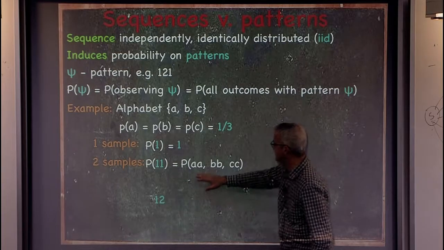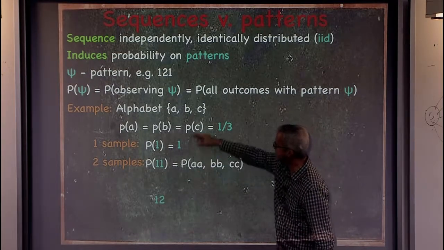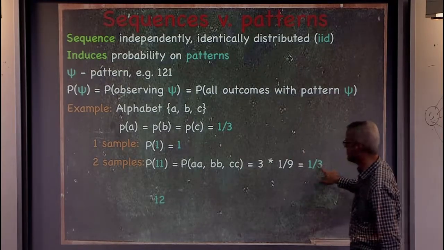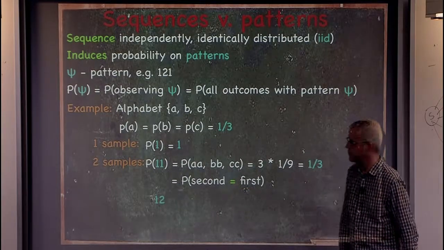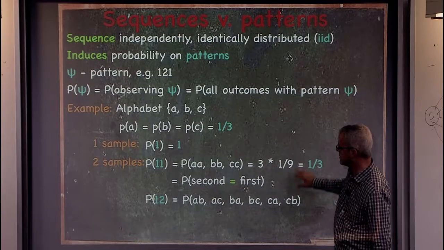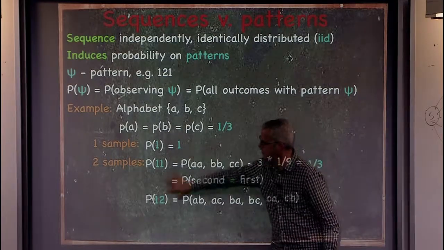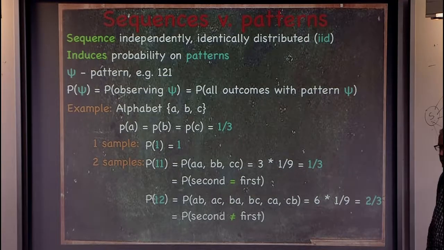It's the probability that I get one of these three sequences. And you can see this AA is probability 1/9 and so on, so this probability is going to be 1/3. And this just means the probability the second is the same as the first. What is the probability of 1, 2? It's the probability of all these sequences, and we already know it has to be 2/3 because these are the only two patterns. It's the probability the second is not equal to the first.